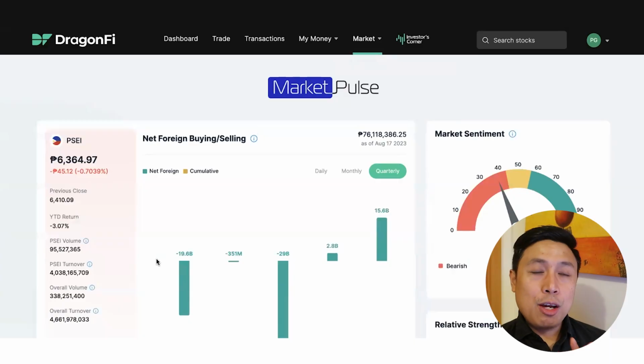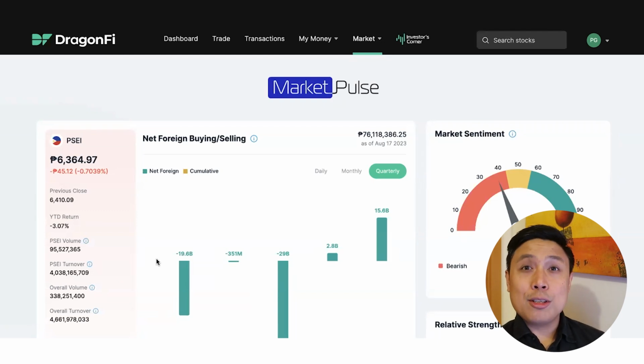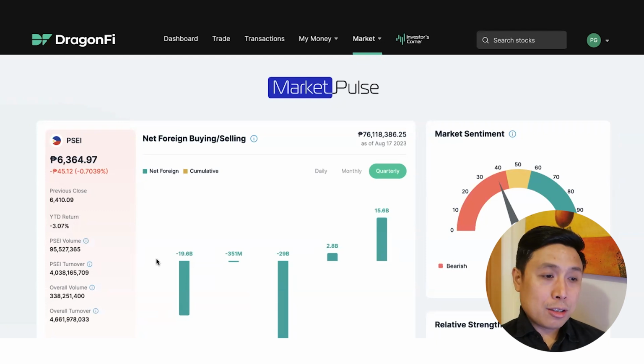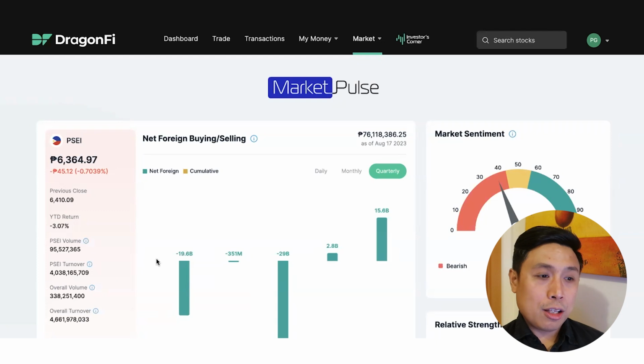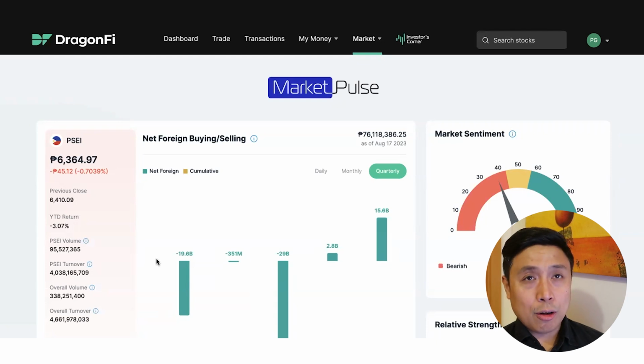They also have this Market Pulse dashboard that will show you a lot of useful information about the market. So for me, this is very interesting, and I use this even for crypto and for US stocks. The market sentiment, if you look at the right side here, shows you if it's bearish, neutral, or bullish. It gives you insight on what investors are feeling in the market. And so by the time of this recording, investors are generally bearish on the Philippine market, with a score of 38.